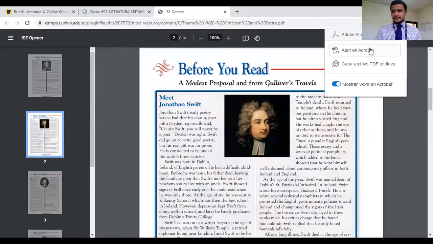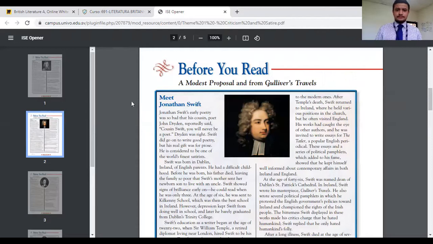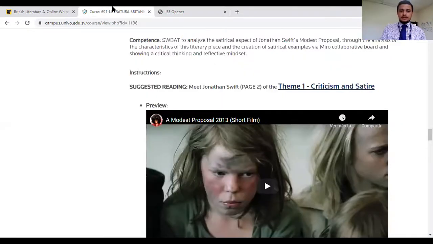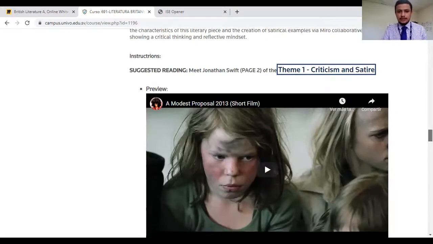For today's session, I recommend you read only this part, page number 2, which is only one page. So you know who this person is and what the background is of the person who wrote the piece that we're analyzing today. All right, great. Let's go back and see this part.